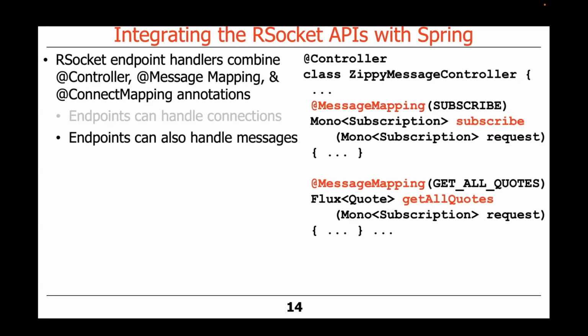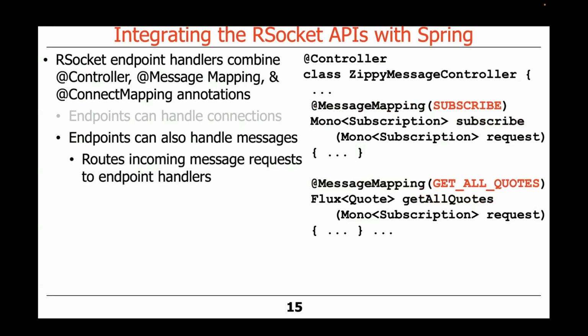Endpoints can also handle messages. So we also have a Zippy message controller, which is different from the Zippy Connect controller, that handles the message requests. And not surprisingly, we have message mapping annotations for those things. We have subscribe, get all quotes, get quotes, cancel subscribe, all kinds of stuff like that. And once again, we use these path names to tell Spring how to route the incoming message requests to the appropriate endpoint handlers that handle messages as opposed to connection events.